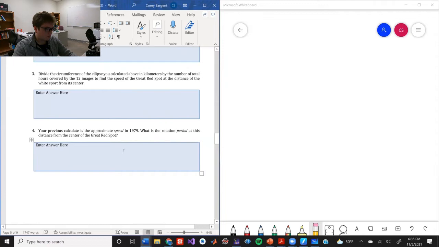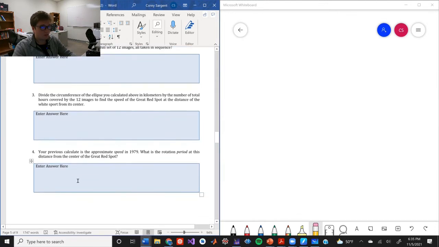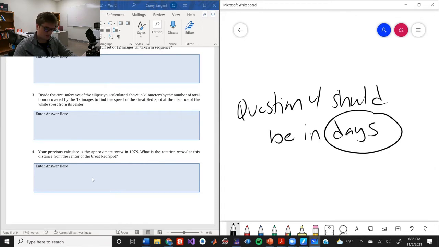So question 4 is pretty much asking us the same thing as question 2, all right? But what you need to do is actually convert that, right? So in question 2, you found how many hours. I want you to convert that in number 4 to days, all right? So it should be in days. Garbage handwriting, but it's okay. Question 4 should be in days because you found it previously in hours.